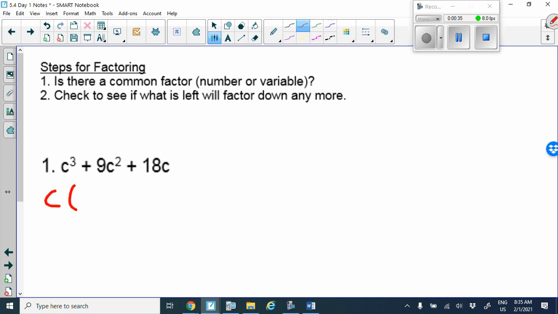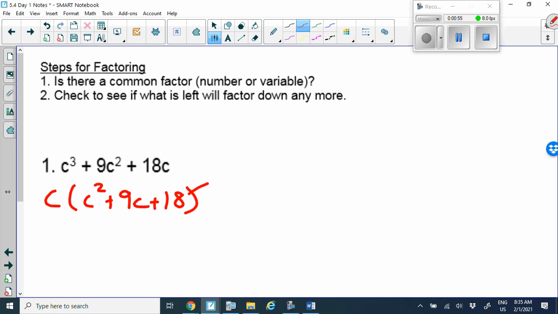Okay, now when we rewrite, we've got to take that c out. So we're going to take a c out of c cubed, and I'm left with c squared. Then the plus 9c squared becomes plus 9c, and I'm left with plus 18. Now, inside the parentheses, we have a quadratic.